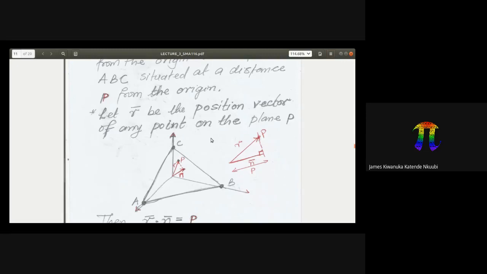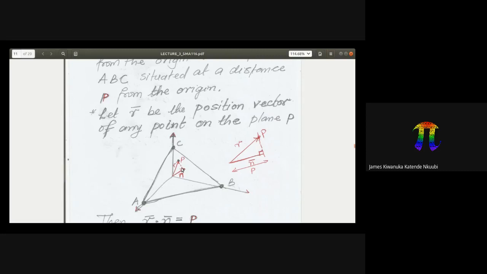So I'll explain this. This is a part of a plane. It cuts the x-axis at the point A, the y-axis at the point B, and the z-axis at the point C. So the vector itself is r. Sorry, n. There's a perpendicular vector from the origin up to the plane P. That measures the shortest distance from the origin to the plane P, and that shortest distance is what we call the distance from the origin to the plane.